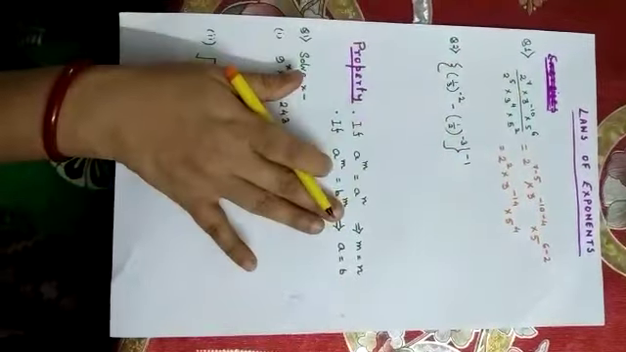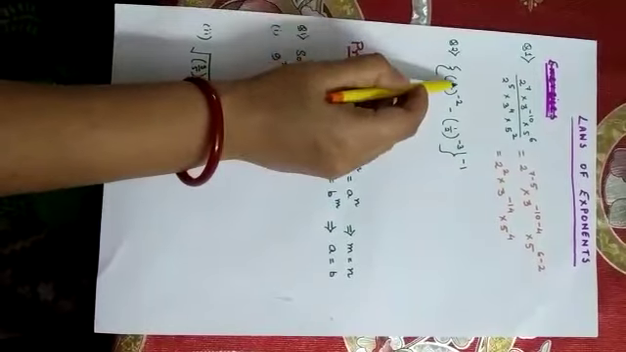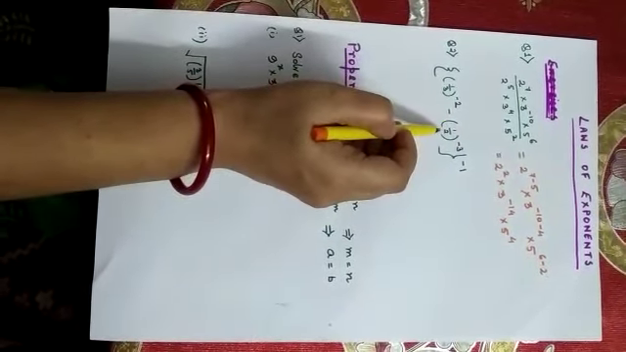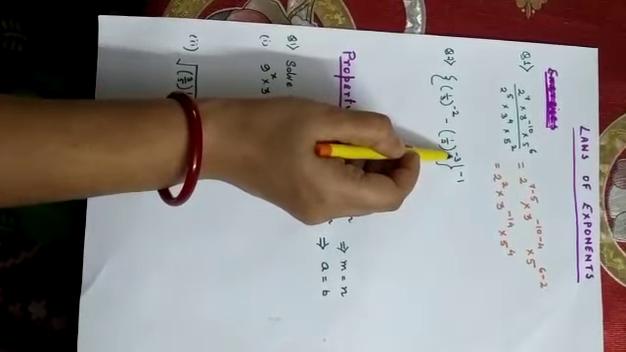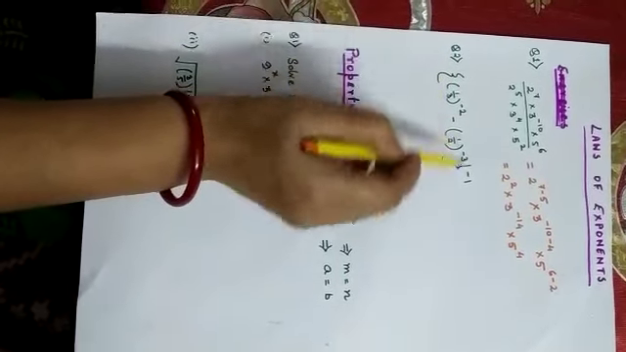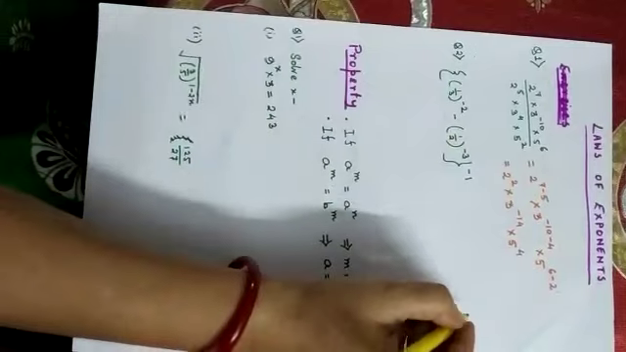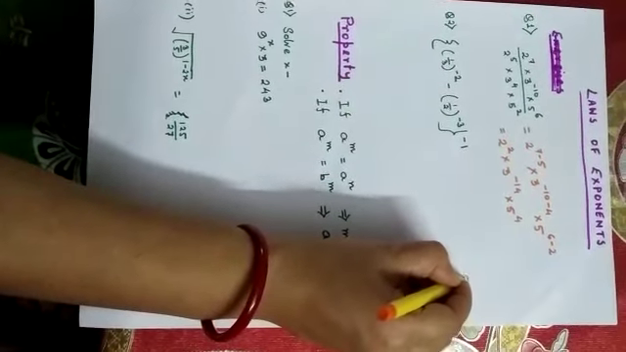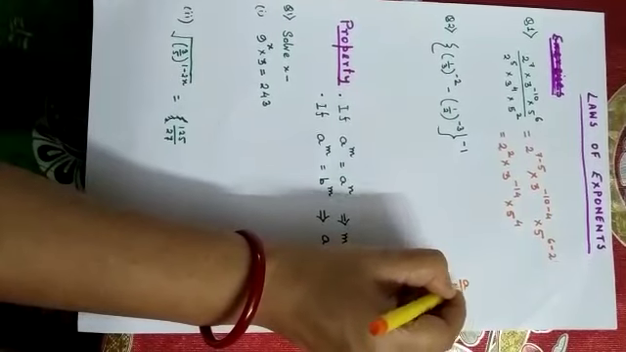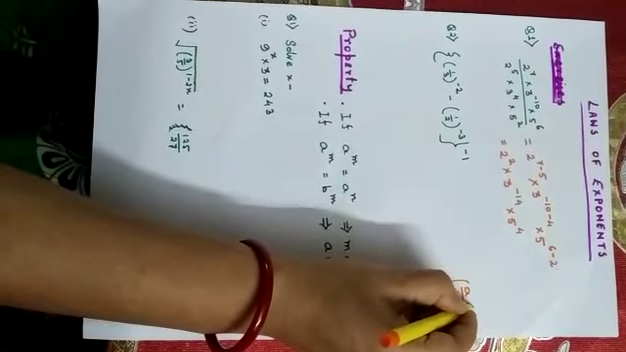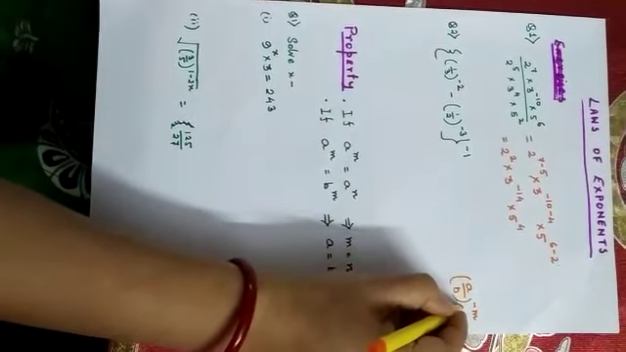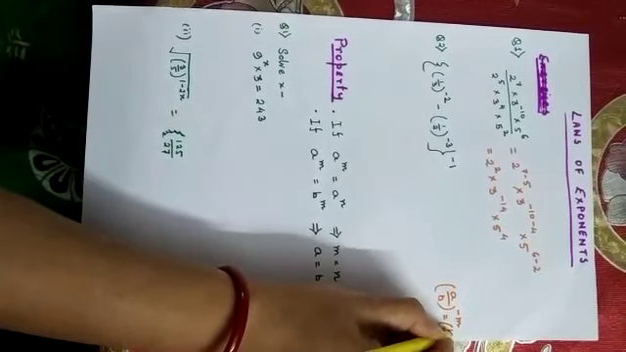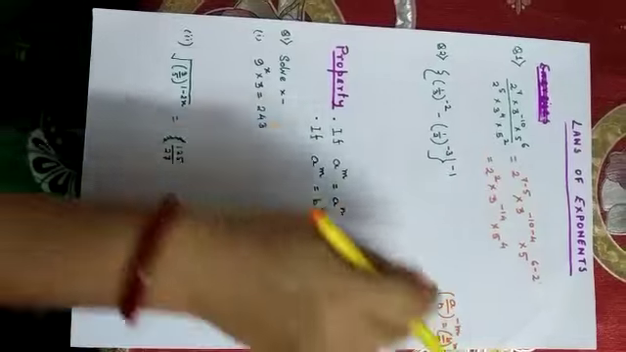In the second question, (1 by 3) whole to the power minus 2 minus (1 by 2) whole to the power minus 3, whole to the power minus 1. In the previous class, I explained one law which says if the power is negative, we reciprocal the base and make the power positive.